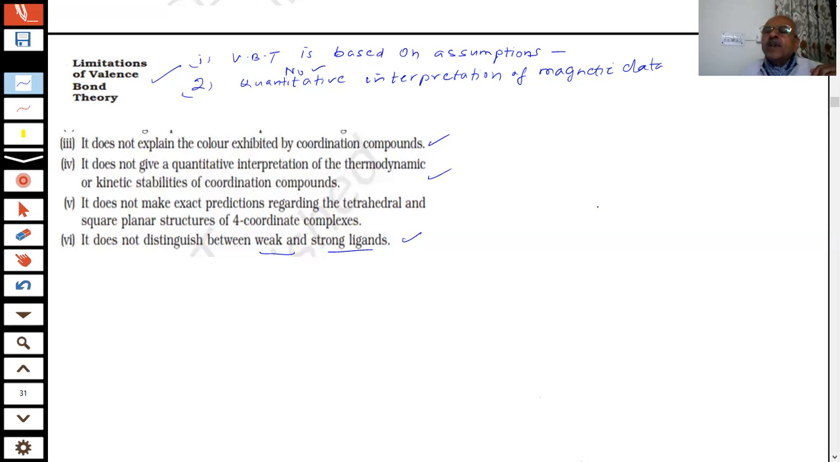That will be very important because it will be 100% asked. There will be a question from valence bond theory also. Now another question will come from crystal field theory, what we call CFT. So students, let us see what is crystal field theory.